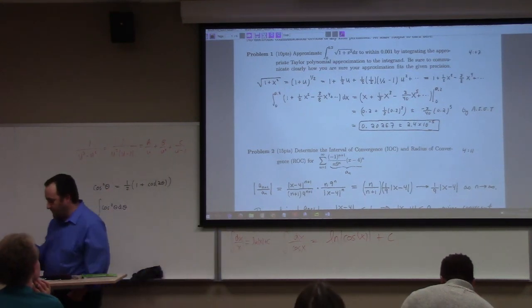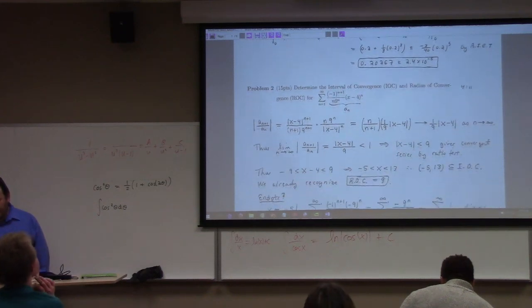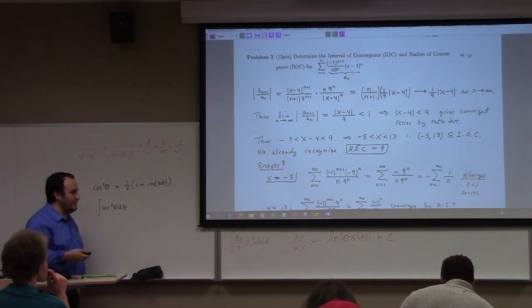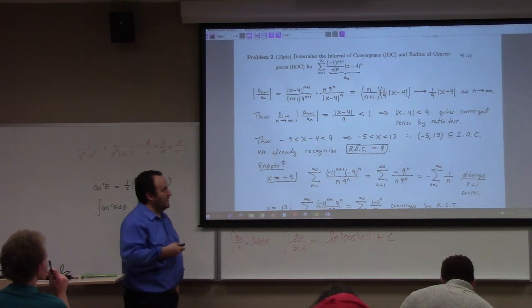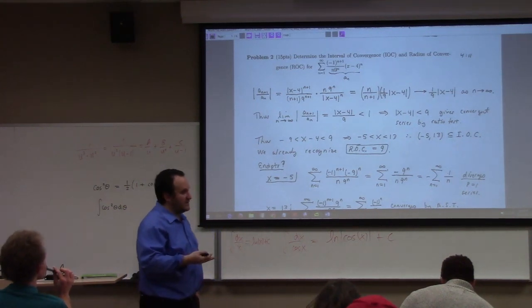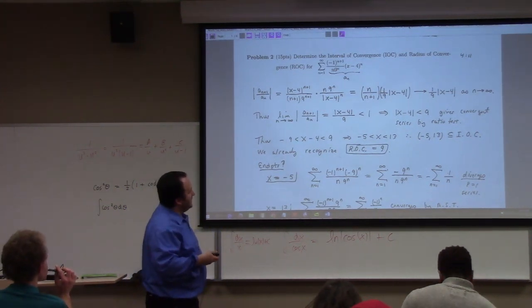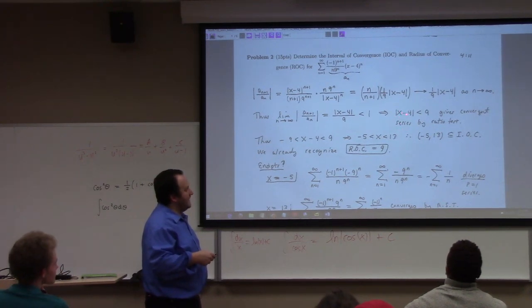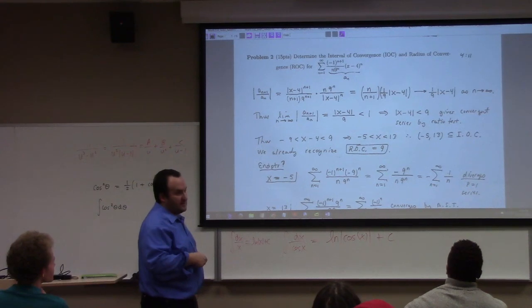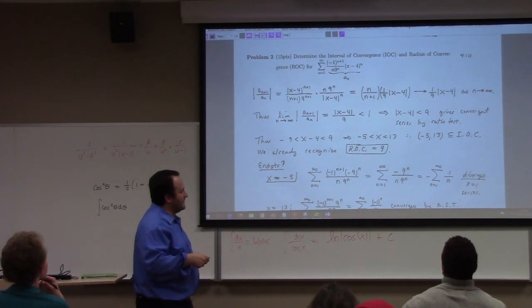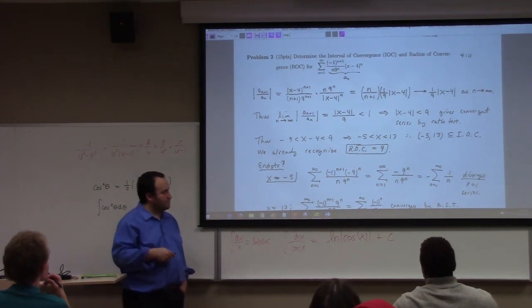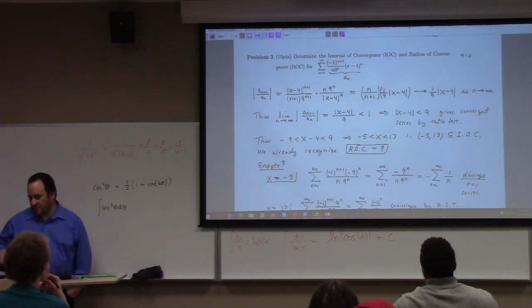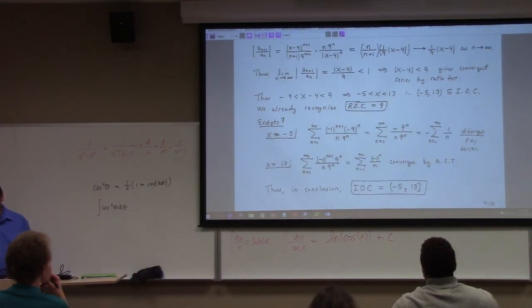Now the next problem: how do we find interval of convergence and radius of convergence? Ratio test, right? Ratio test is the weapon of choice here. Applying the ratio test will tell us that for x subject to some condition, we'll get convergence. And then the endpoints we have to check explicitly. Here I'm able to figure out the radius of convergence is 9. That will tell me the open interval of convergence, and then I have to check endpoints.